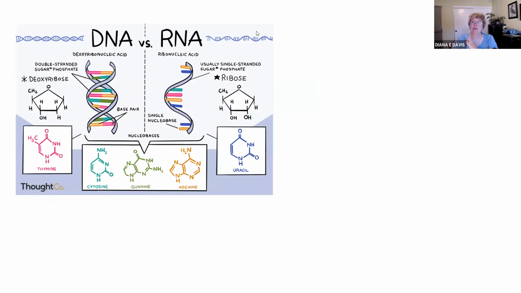So the first part of protein synthesis is the transcription, going from DNA to RNA, specifically the messenger RNA. So there are differences between DNA and RNA. The sugar is different. DNA has deoxyribose, RNA has ribose, and right there is the oxygen that's missing in deoxyribose.